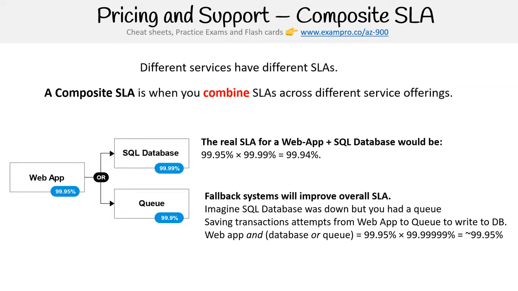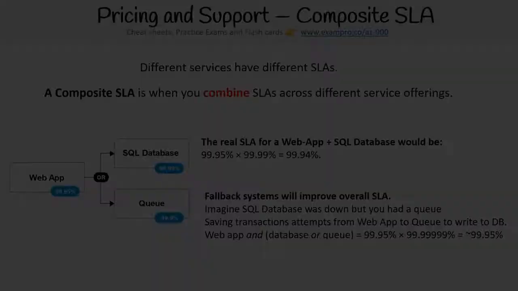By using the queue, which has a 99.9% uptime, based on the math down below, again, don't ask me how the math works, the outcome would be an SLA of 99.95%. And that's an improvement over 99.94%. So that is composite SLAs, and there you go.